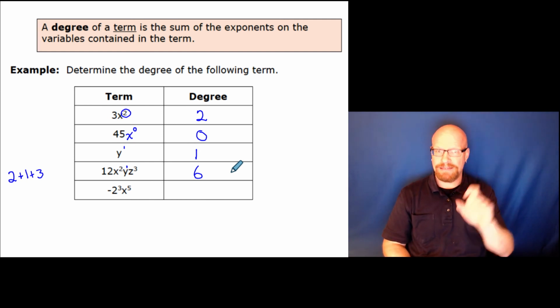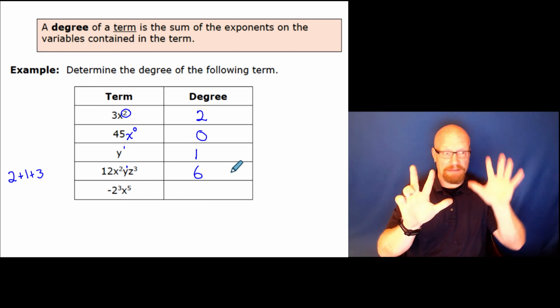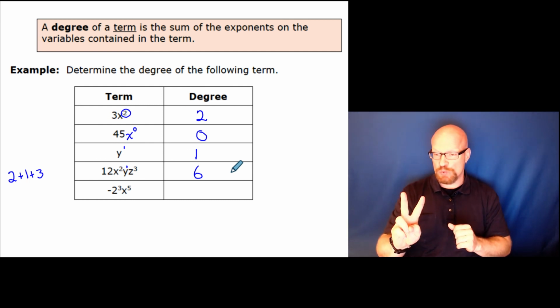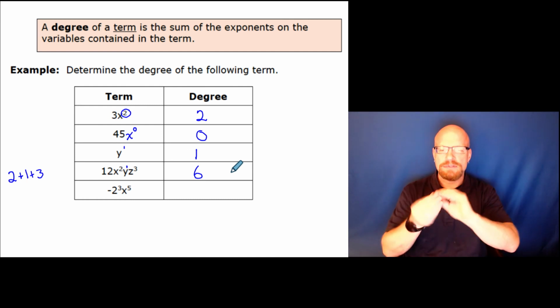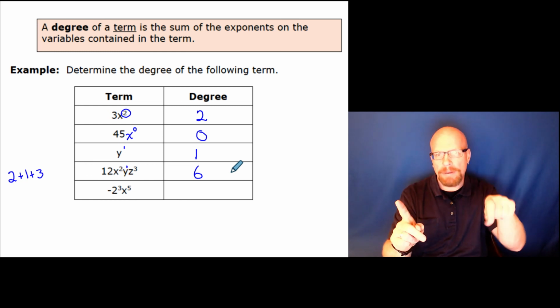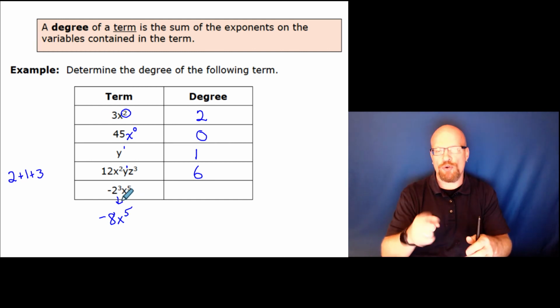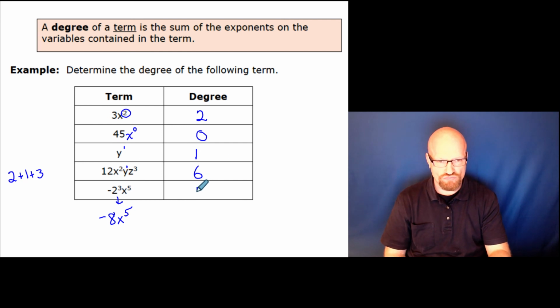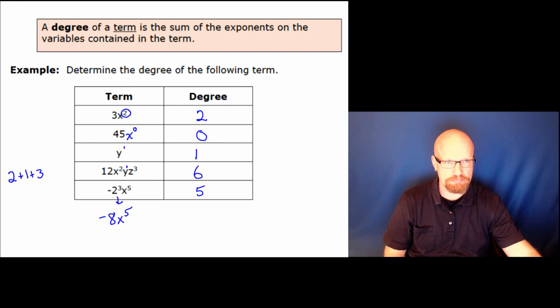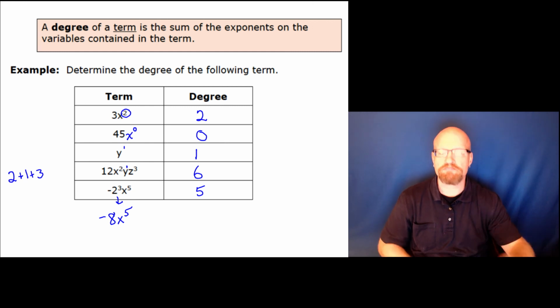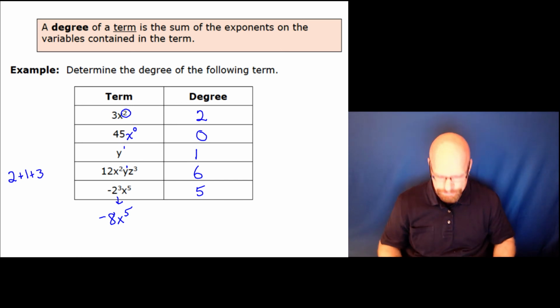The last one, negative 2 to the third and x to the fifth. Do we add 3 and 5 for the exponents? No, because 2 is not a variable. We have to simplify first. Now it's clear this is a 5th degree term. Now we're done for now, and I'll see you next vlog.